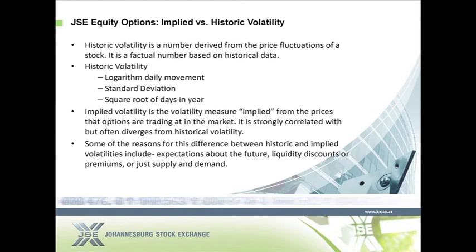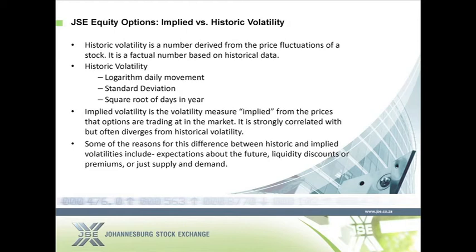So let's go back to this implied versus historic volatility. How do we get an implied volatility? The only thing we really have to go on is the historic volatility, which is the historical record. It's based on a logarithm of the daily movement. It's the standard deviation times the square root of the number of days in the year. So it's generally quoted on an annualized basis. So you can compare a volatility for a 3-month contract with one for a year because they're both quoted on an annualized basis, much like an interest rate investment is.